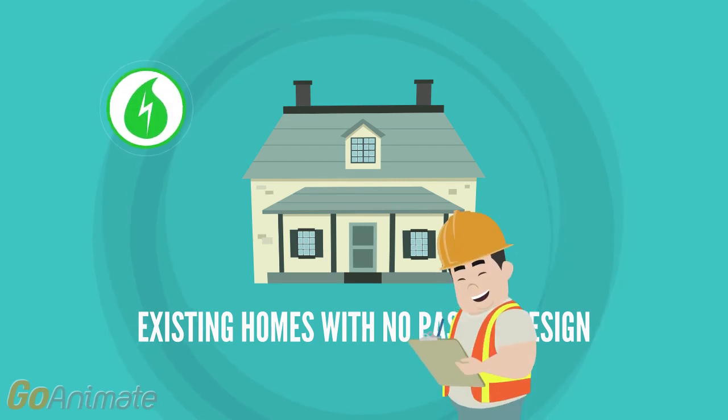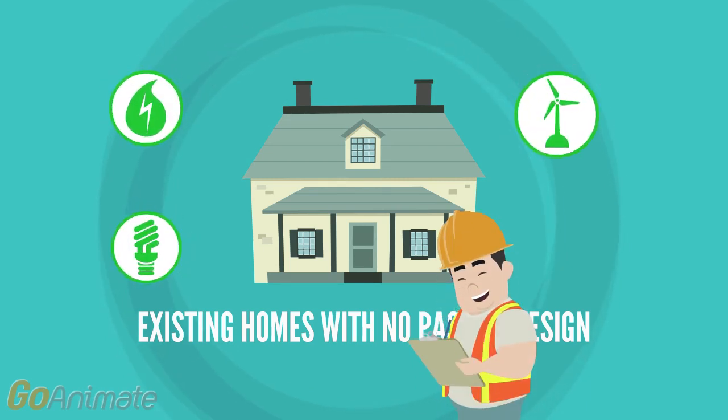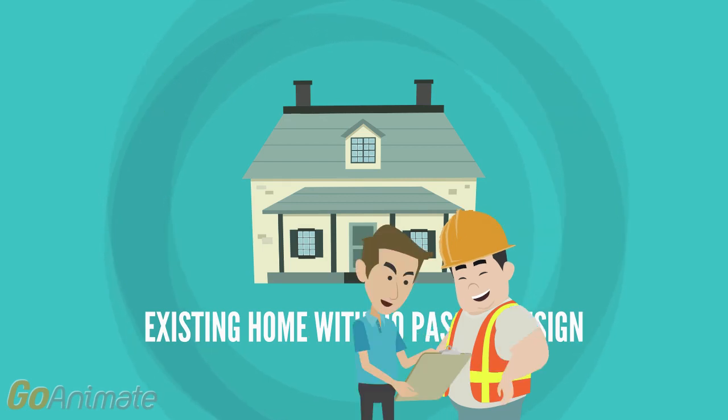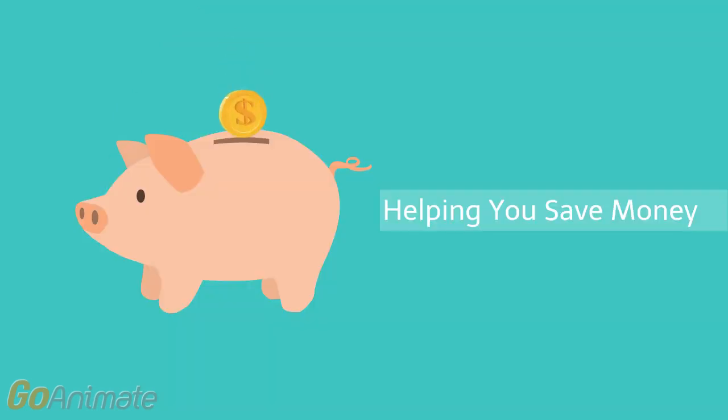The first step is to get an energy efficiency audit to prioritize the most cost-effective energy-saving improvements. There are many ways to incorporate passive design in an existing home. Your auditor should be able to provide you with estimated cost and savings for each improvement.